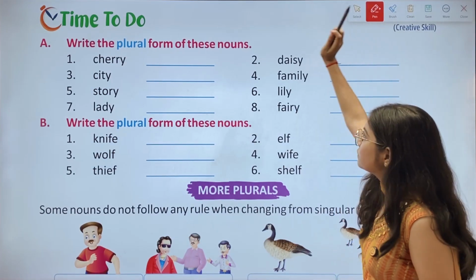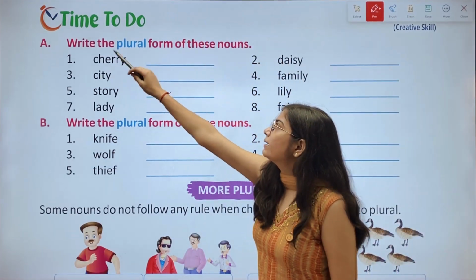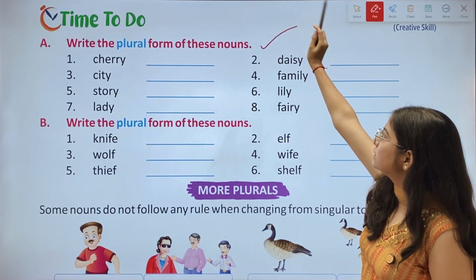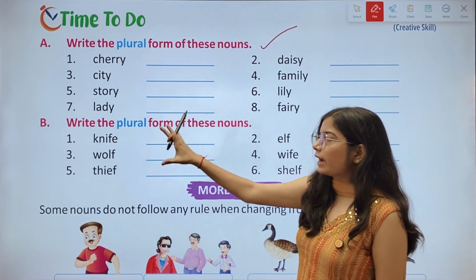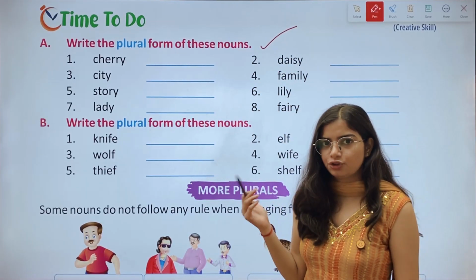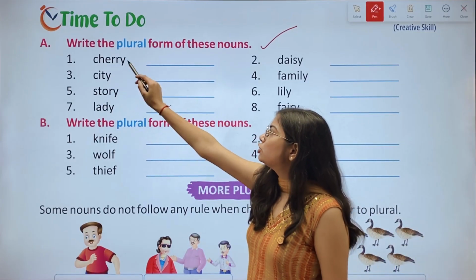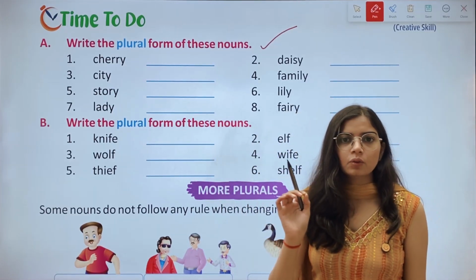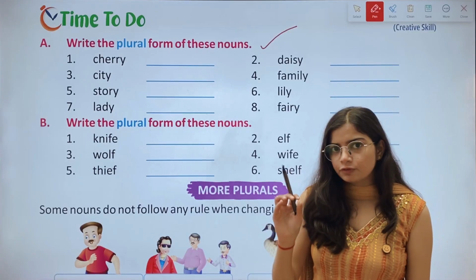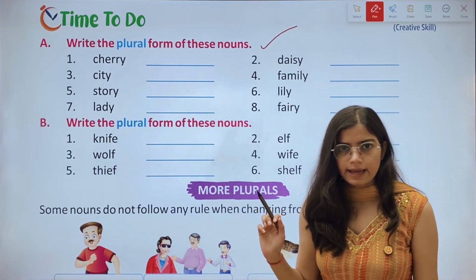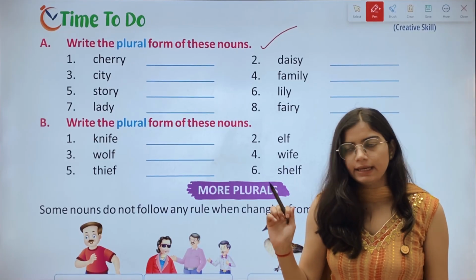Then we have creative skill, time to do. A, write the plural form of these nouns. So we have to write the plural forms. Let's do it. First, cherry. So there is a Y. So we'll remove Y and add IES, which makes it cherries.